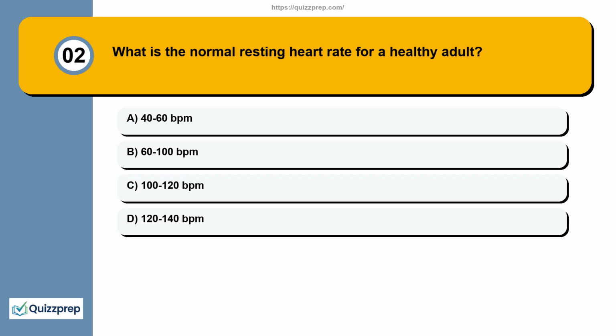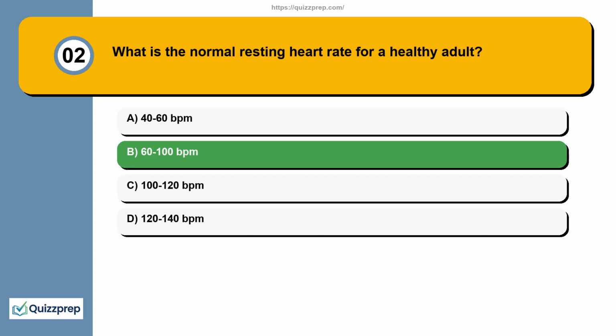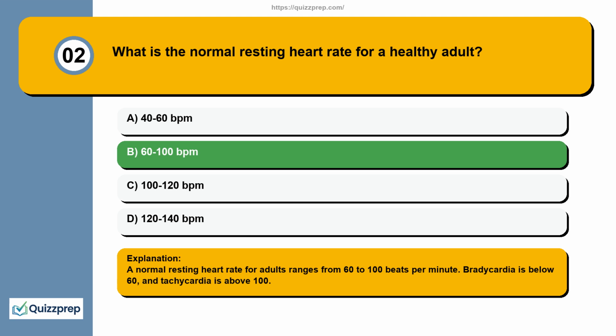Question 2. What is the normal resting heart rate for a healthy adult? Here are your options. Option A. 40 to 60 bpm. Option B. 60 to 100 bpm. Option C. 100 to 120 bpm. Option D. 120 to 140 bpm. The correct answer is option B. 60 to 100 bpm. Explanation. A normal resting heart rate for adults ranges from 60 to 100 beats per minute. Bradycardia is below 60, and tachycardia is above 100.